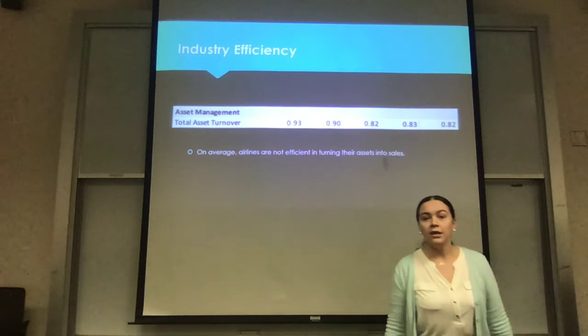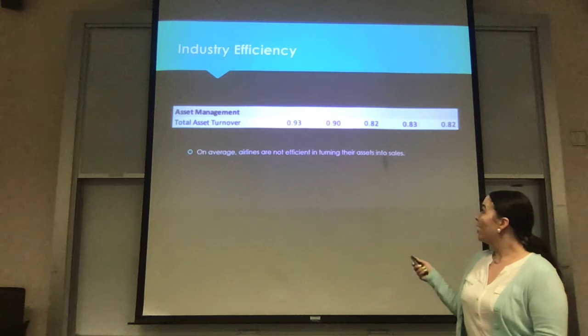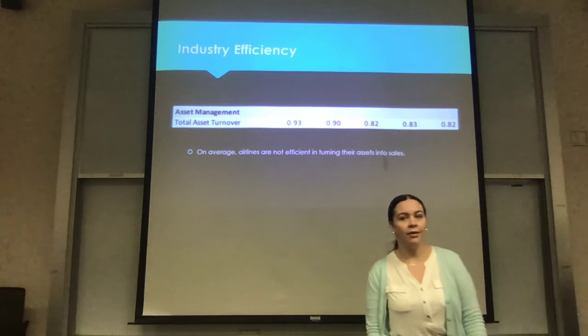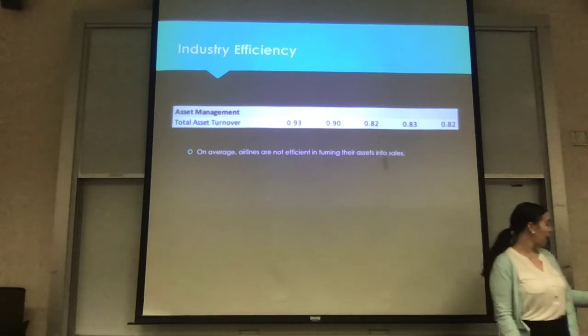Now this is the asset turnover ratio as a whole, an industry average. And as you can see, they're below 1 every year. Not very efficient in turning over their assets.